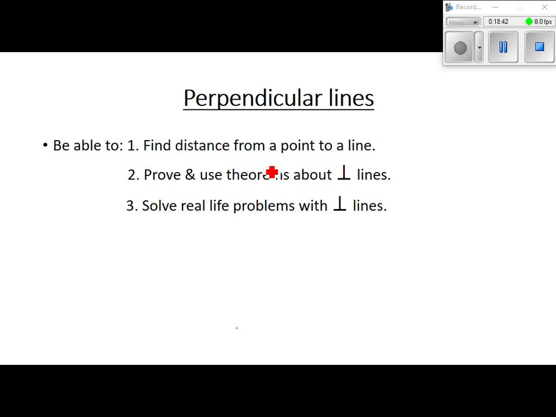So copy this, perpendicular lines. Be able to find the distance from a point to a line. We're going to talk about that in just a minute. This is very, very important. And not only is it very important, but it's very difficult for me to explain. So you've got to make sure that you're listening closely.